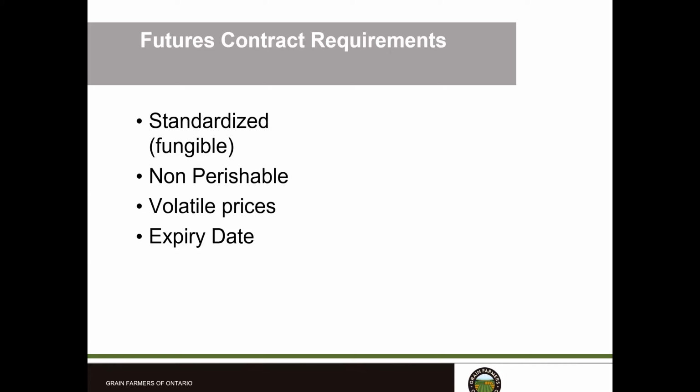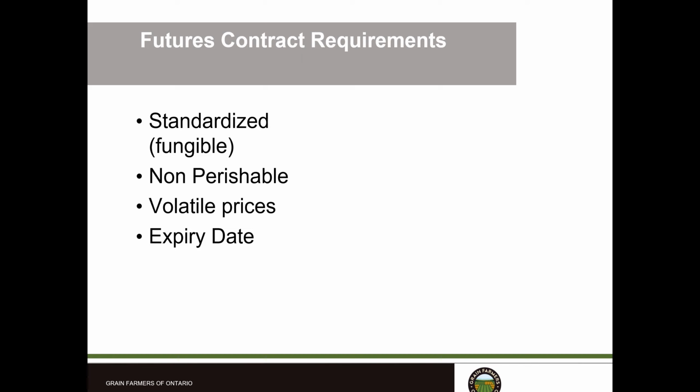Futures contracts, on the other hand, have a definitive expiry date. So when I buy December corn, it means I'm buying corn that expires the contract in December. And all that really means is that I have to fulfill my obligations with that contract before it expires. And my obligations are quite simple.